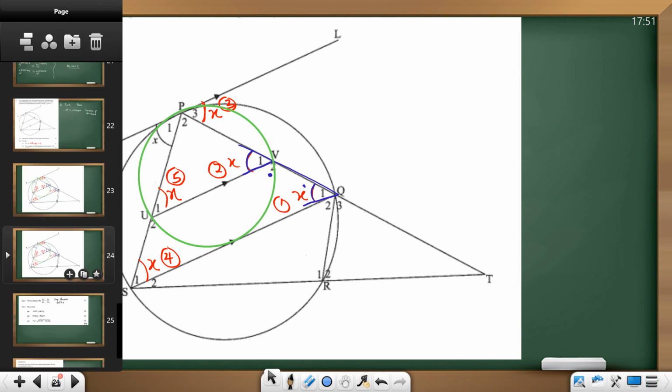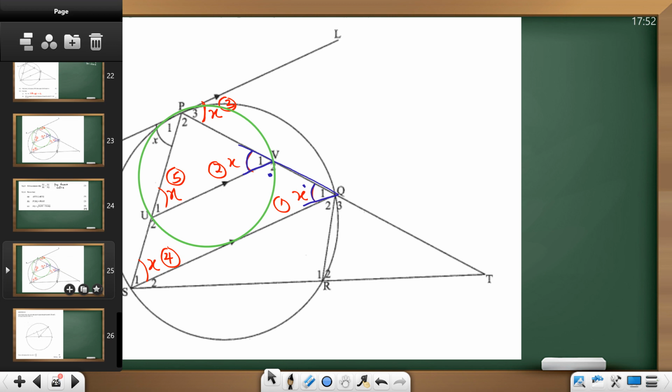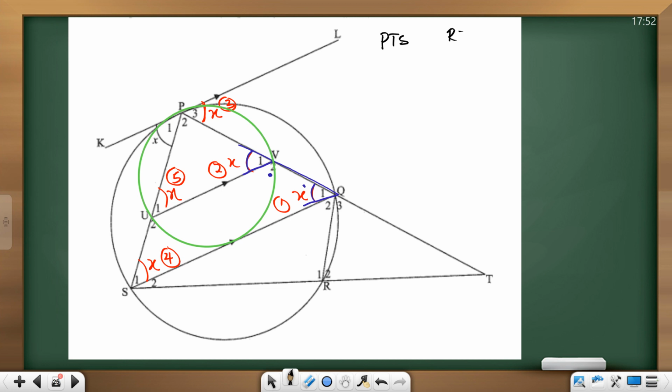Let's do this. PTS and RTQ. Can we make a list of the angles? P, where's T? T and S. Okay, let's check. Which angles am I looking at? P2, not just P. Can we do it in order? T, S1 plus S2.